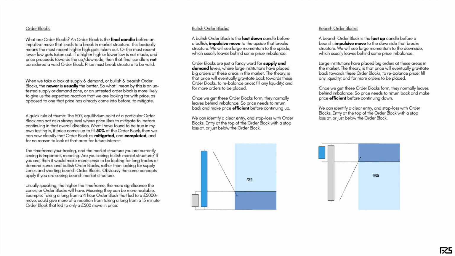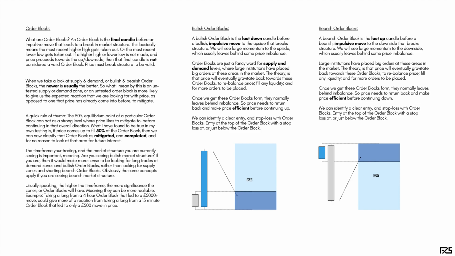So again, this is important. A bullish order block is the last down candle before a bullish impulsive move to the upside, which breaks structure. This move would usually be with large momentum, leaving behind price imbalance.